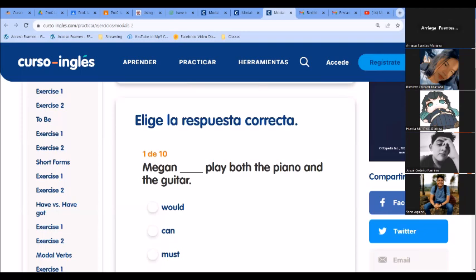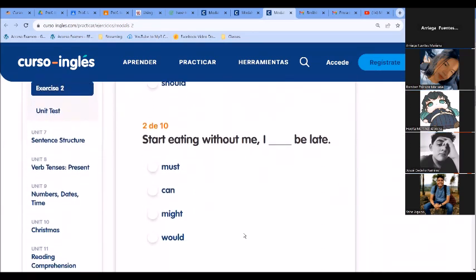Ramirez, Mariana. Megan can play both the piano and the guitar. Yes, she has that ability. Good. Number 2, Alondra. Start eating with me. I won't be late. All right.